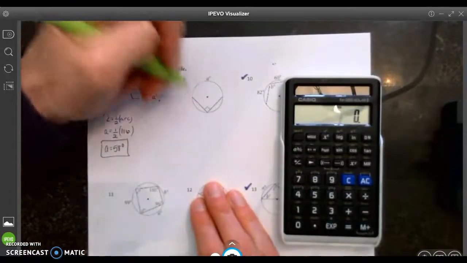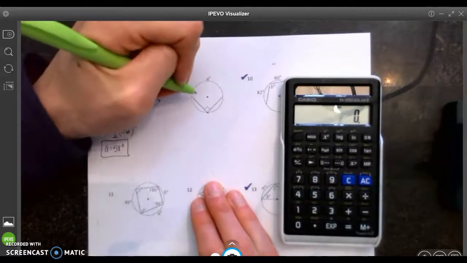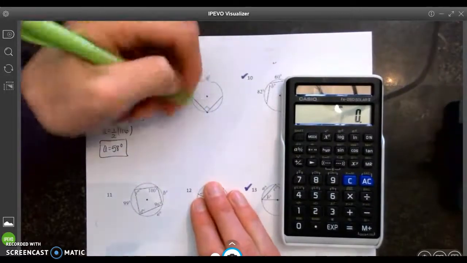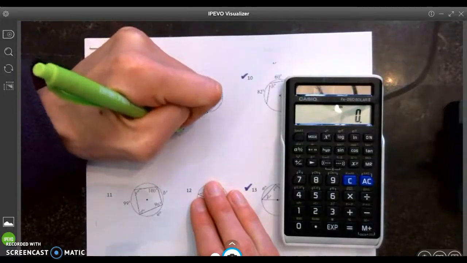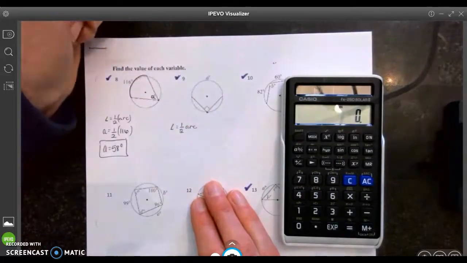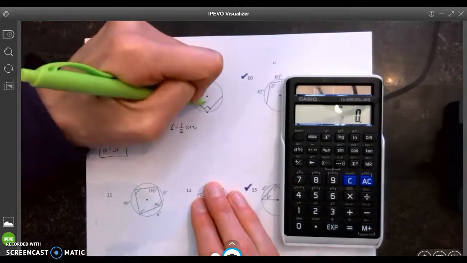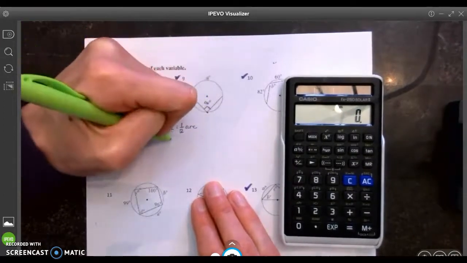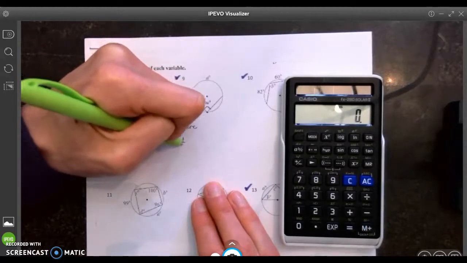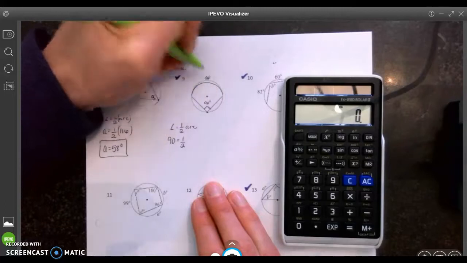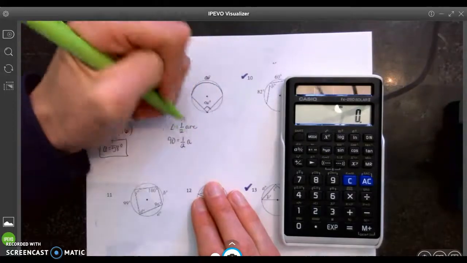So in this next one, again, I know I have an inscribed angle because my angle is on the circle. So I'm going to use angle equals 1/2 arc. My angle this time is right here. That box tells me it's 90 degrees. So 90 equals 1/2. My arc is labeled as A. So 1/2 of A.